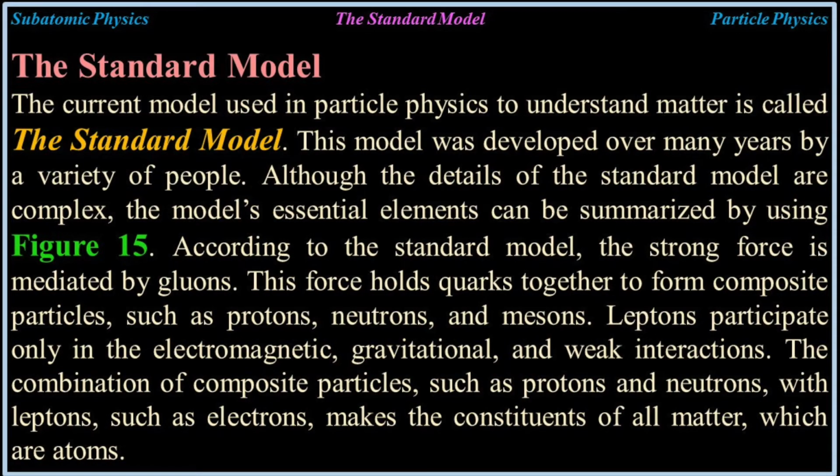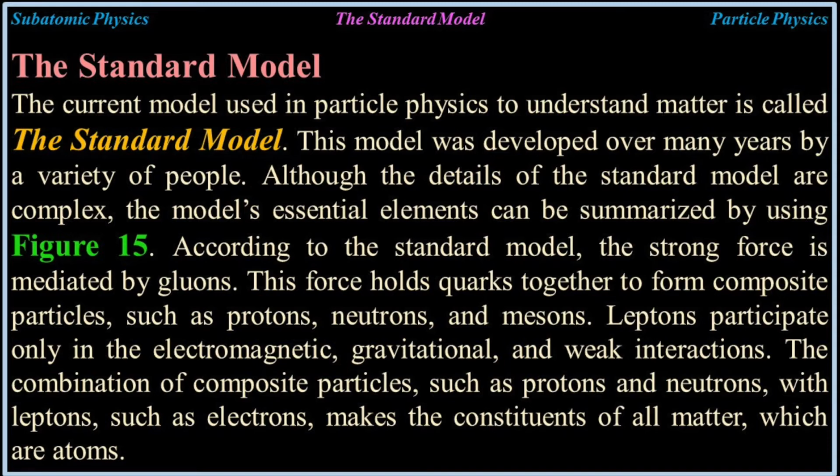The Standard Model. The current model used in particle physics to understand matter is called the Standard Model. This model was developed over many years by a variety of people. Although the details of the Standard Model are complex, the model's essential elements can be summarized by using figure 15. According to the Standard Model, the strong force is mediated by gluons. The force holds quarks together to form composite particles such as protons, neutrons, and mesons.